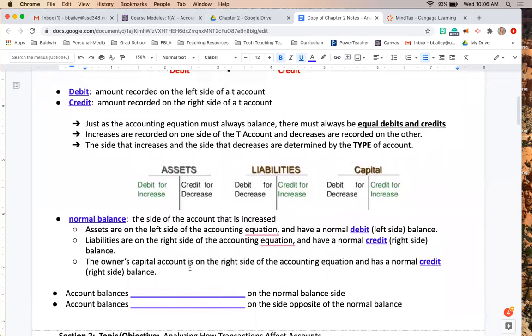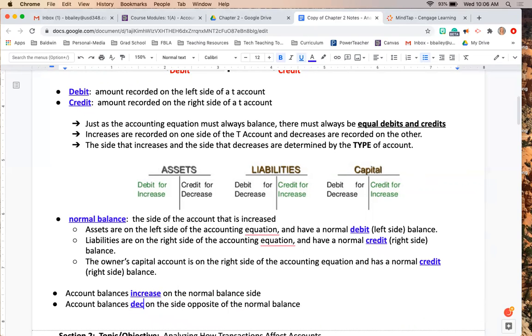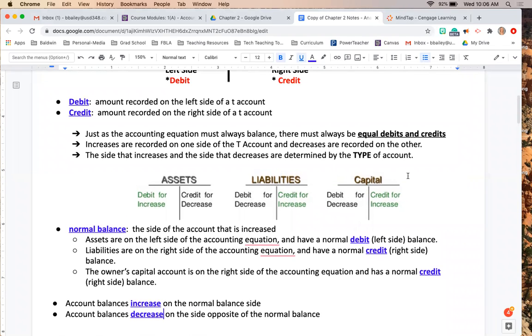All right, last little bit here about account balances. Account balances increase on the normal balance side. So in this case, for assets, the normal balance side is debit. That is also how they increase. And they decrease on the opposite of the normal balance. So for example, liabilities decrease with a debit where assets increase with a debit. So that is how they are different. That is debits and credits.